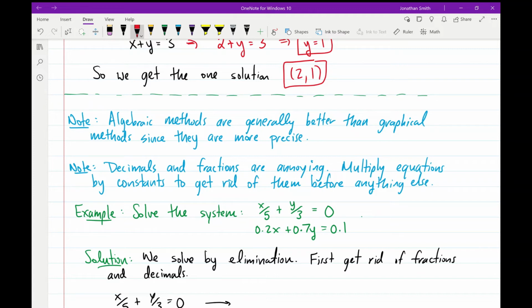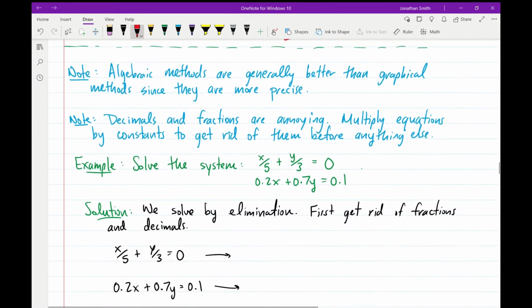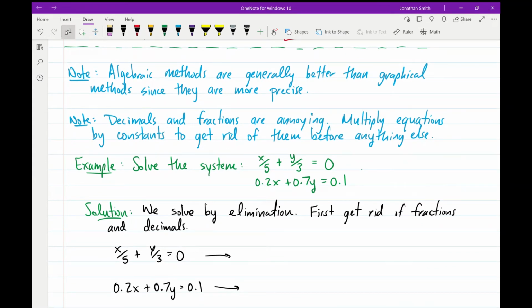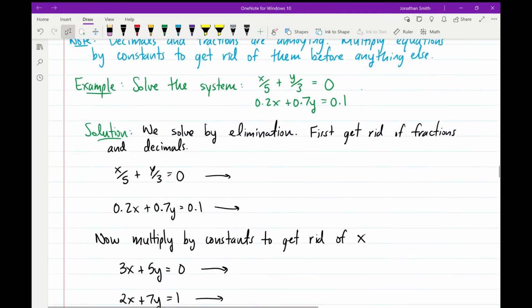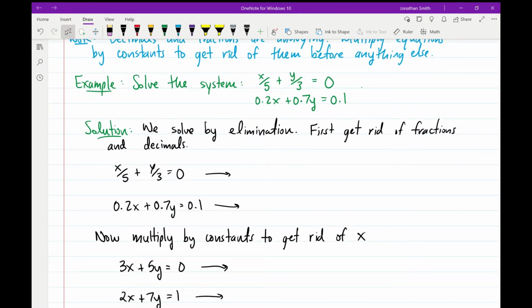And also, in all of these examples, if you throw in decimals and fractions, they can get quite annoying, kind of computationally involved. You can make a lot of computational errors. And because decimals and fractions are annoying, generally we're going to attack these problems by just multiplying the equations by constants that get rid of all of the fractions right away before we do anything else. So here's an example of a problem that involves that idea as well.